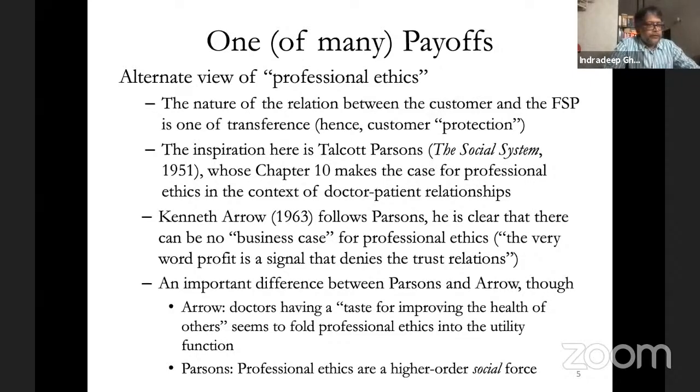At the same time, Arrow says that it will be impossible to construct an economic or business case for professional ethics. And in a superb, absolutely stunning rhetorical turn of phrase, Arrow says in his paper, the very word profit signals a denial of the trust relations. So it would seem that Arrow is unable to ground the code of professional ethics in the economics terrain. What he ends up doing actually is that he ends up subsuming professional ethics into the doctor's utility function, because he says that the doctor should have a taste for improving the health of others.